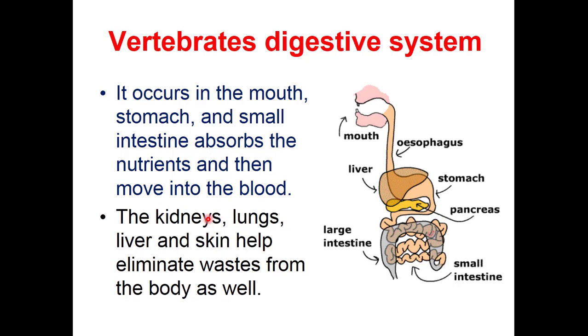And this part, guys, is very important. The kidneys, lungs, liver, and the skin help eliminate wastes from the body as well. The kidneys filter all of the drinks, water, juice, alcohol, anything that you drink. Lungs, guys, filter the air that you breathe, because you breathe different gases, not just oxygen. So the lungs help to filter this air. The liver filters, guys, everything that you put in your mouth and try to eat. Skin, this is by sweat.